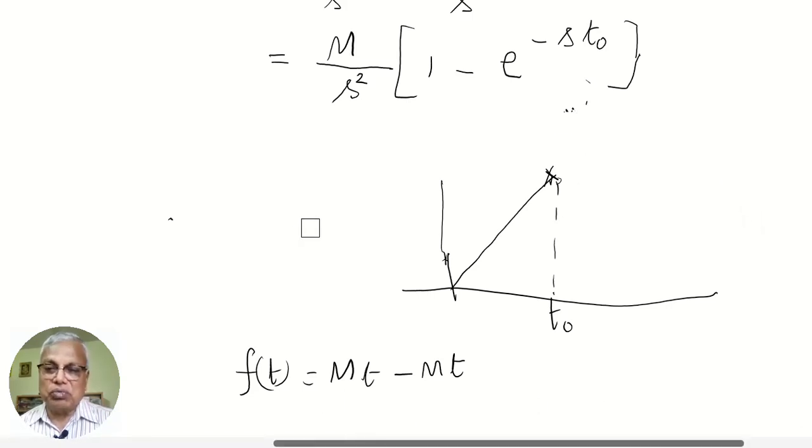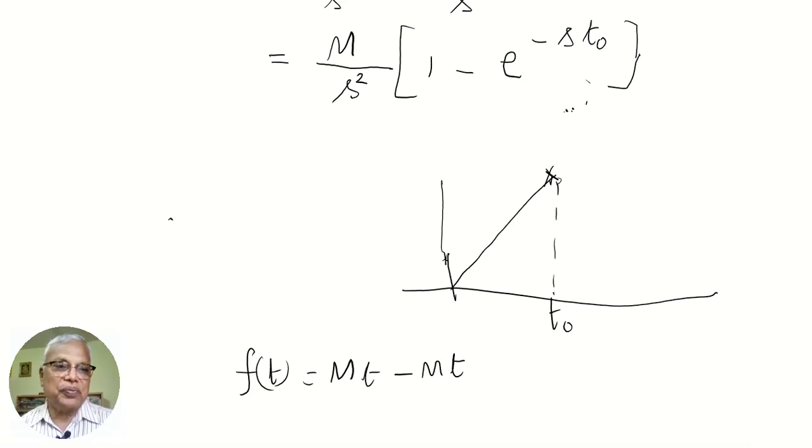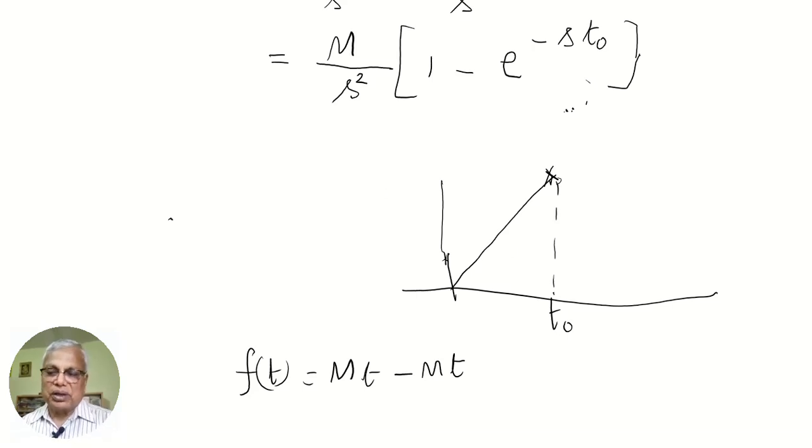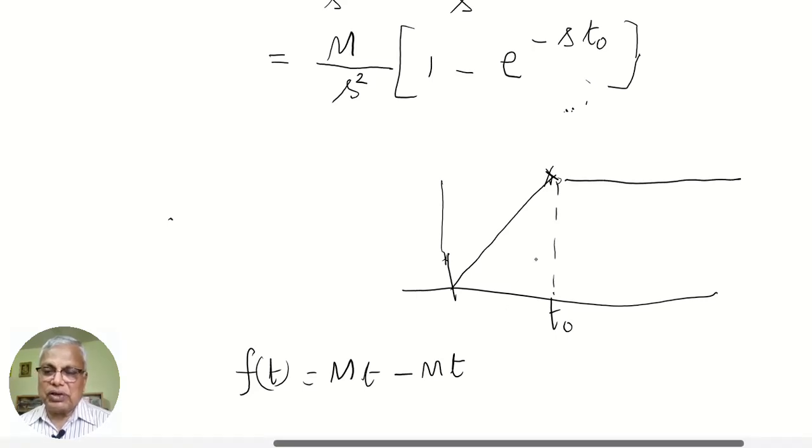But not only remove, I also have to add this portion, right? It is going to continue at this point, so I have to add that value. What is that value? This value, I told you earlier, is m t naught. So I have to add this value.